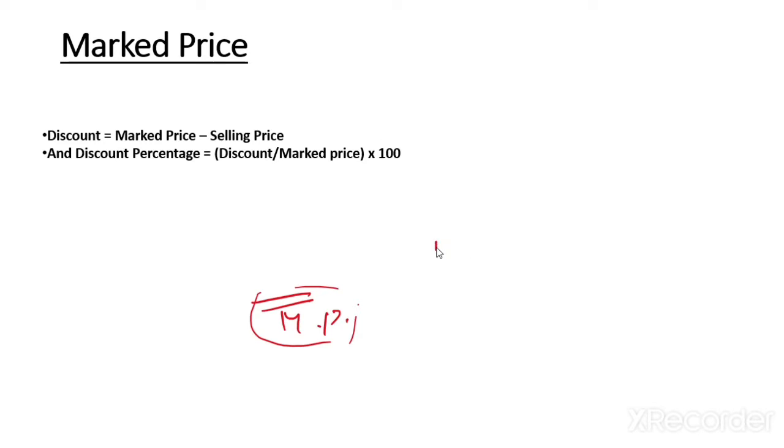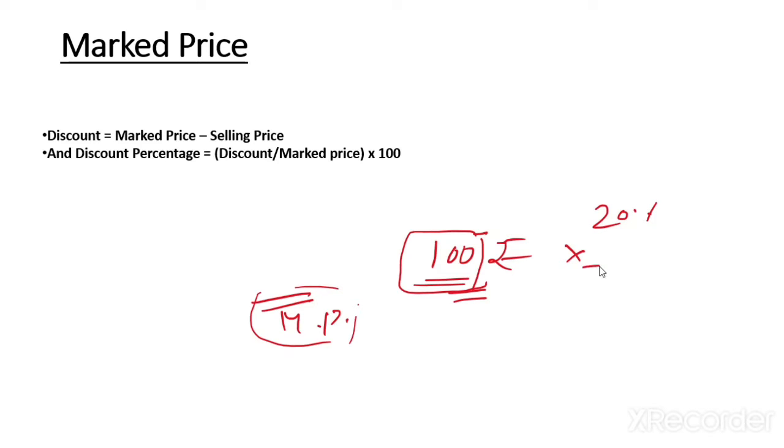Suppose market price is 100 rupees and you are given 20% discount. 20% discount means you are getting a discount, a chhoot, of 20 rupees on 100 when you are buying. When MP is marked 100 and you are getting 20% discount, it means you are getting a discount of 20, because 100 into 20 by 100, the 100 and 100 cancel and 20 will be remaining. 20 will be the discount.